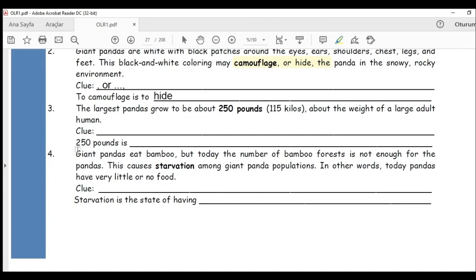Question 3. The largest pandas grow to be about 250 pounds, and then we have in brackets 115 kilos, about the weight of a large adult human. Now, the pound weight system is a system that is not used in Turkey, but it is a system to weigh something, right? So instead of saying 115 kilos, you can say 250 pounds. So our clue is the brackets, and 250 pounds equals 115 kilos. Let's write that.